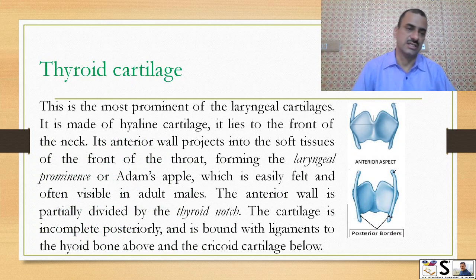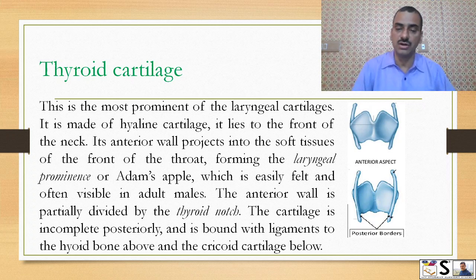First is thyroid cartilage. This is the most prominent part of laryngeal cartilages. It is made up of hyaline cartilage. It lies to the front of neck here. Its anterior wall projects into the soft tissue of the front of throat, forming laryngeal prominence or Adam's apple, which is easily felt and often visible in adult male, especially when we talk. This moves up and down slightly.